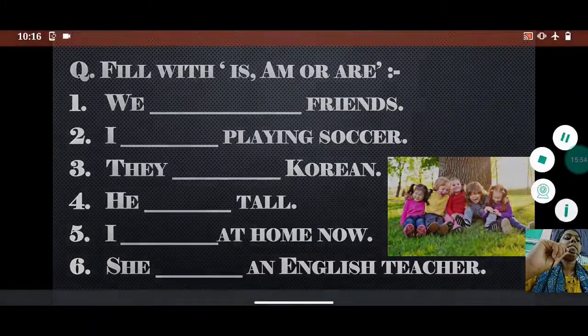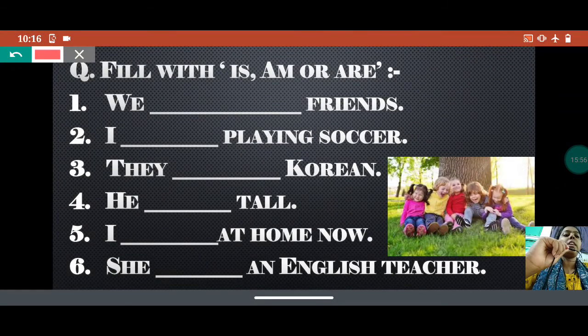Now students, we will discuss one more question related to is, am or are. It is not from the book, so let us discuss this question. Number 1. We dash friends. Now we is used for plural nouns, and for plural nouns we always use are. So we are friends. I always uses am, so we will write am.